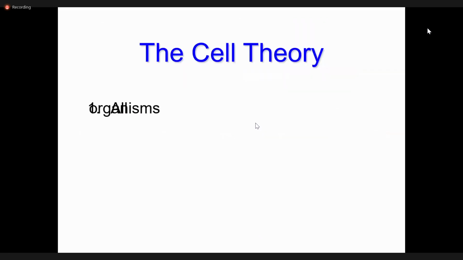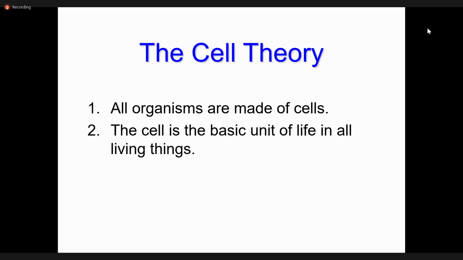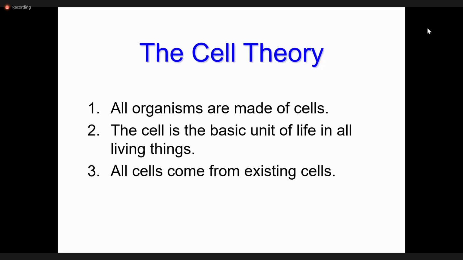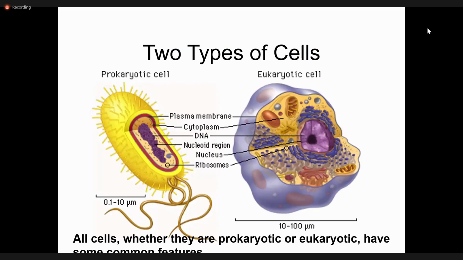The cell theory: all organisms are made up of cells. The cell is the basic unit of life in all living things, and all cells come from existing cells. Definitely, it develops, it improves. At one time the cell divides. Okay, now two types of cells.